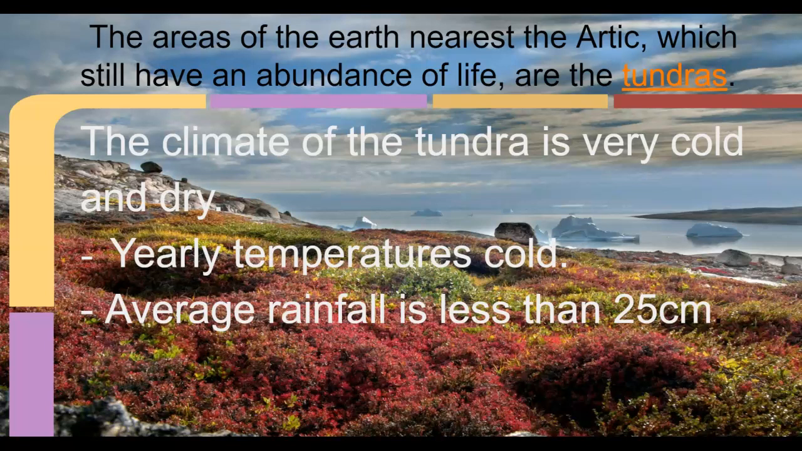The climate of the tundra is very, very cold. It stays cold for most of the year with a very, very short growing season. The average rainfall is less than 25 centimeters, so less than a foot of rain. We here in Pennsylvania have days where we get 4 or 5 inches of rain on a really heavy storm. In fact, I remember one time a hurricane went through, we got like 7 inches of rain in like 2 days.